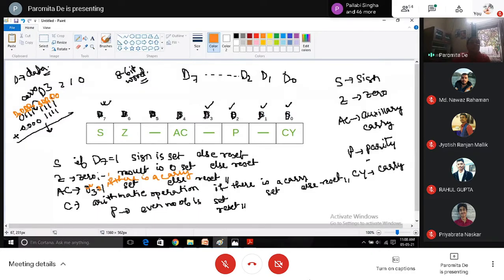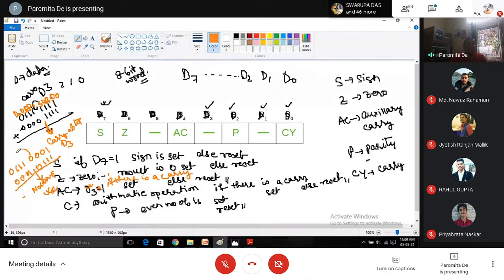So if we are doing this operation, what is happening? There is a carry bit generated here, a carry after the D3. When there is a carry after D3, this auxiliary carry flag is set. If the operation is like this, 0, 1, 1, 1 and 0, 0, 0, 1, giving 0, 1, 1, 1, then there is no carry in this operation. So then this will be reset because there is no carry here.